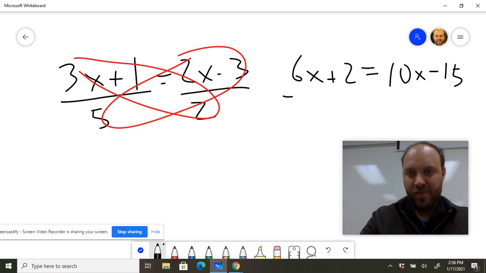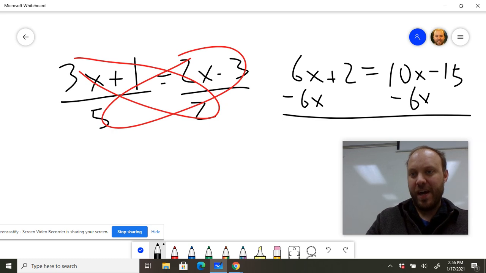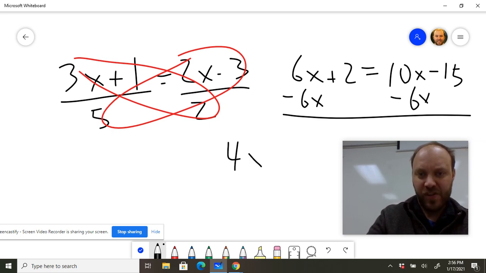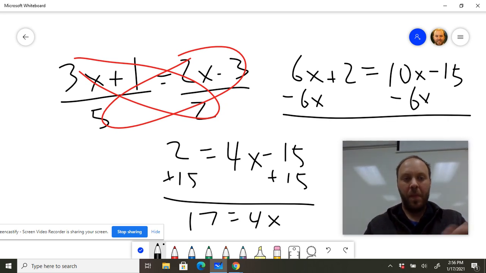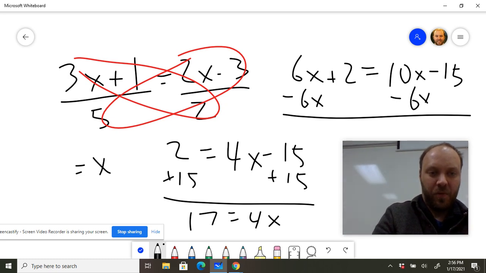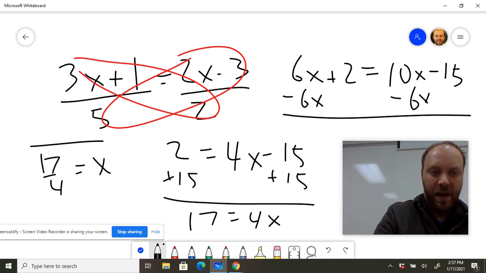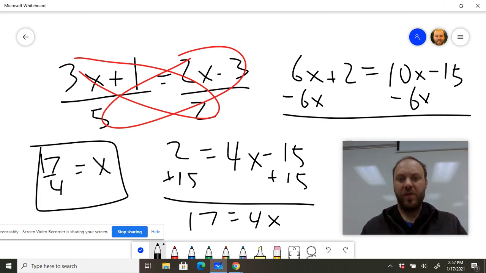So I'm going to subtract 6x from both sides, and that'll get the x's all on one side. So that'll leave me with a 4x minus 15 on the right, and that'll be equal to a 2 on the left. I can add 15 to both sides, and anyway, you'll see here that you end up getting 17 is equal to 4x. If x is being multiplied by 4, I can divide both sides by 4, and x is going to equal 17 over 4. Yes, that's 4 1/4. That's 4.25.